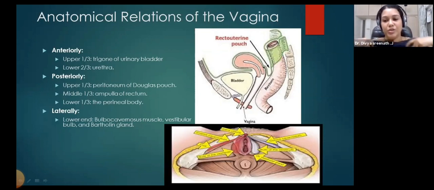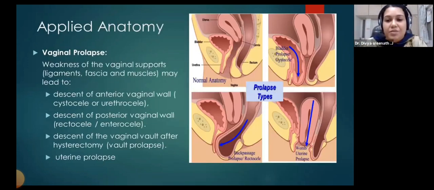Moving to the applied aspect, as we mentioned, when the upper part is lax, the bladder can protrude. This condition is known as cystocele. If the urethra is protruded, then urethrocele. If the rectum is protruded, then rectocele. If the intestinal coils protrude from the cul-de-sac, then it is known as enterocele.